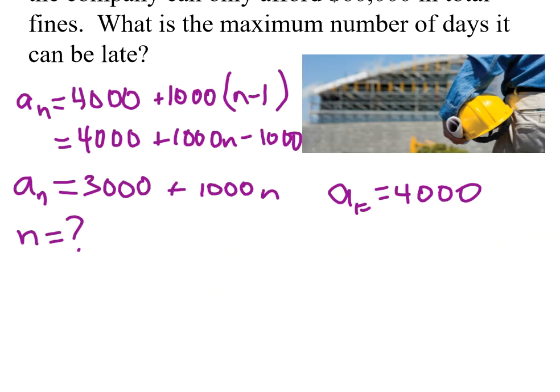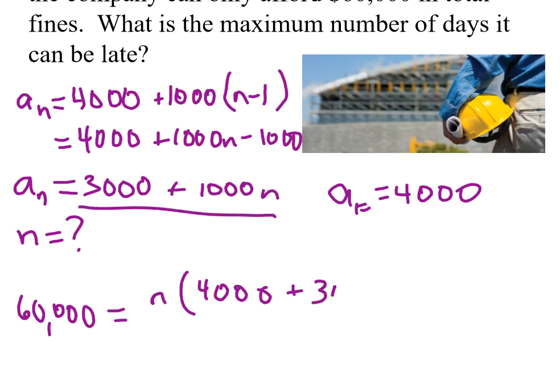Okay, so I'm going to have 60,000. And if you were really clever, you could probably do this whole problem in terms of thousands and have it be 60 on this side and it'd be a lot nicer looking. But I've committed. My n times the sum of my first term plus my last term. But I don't know my last term. You're like, Ms. Marhefke, we don't know the last term. How are you going to do that? I'm going to just write it in terms of n. 3,000, because I don't know what this n is either, plus 1,000n.